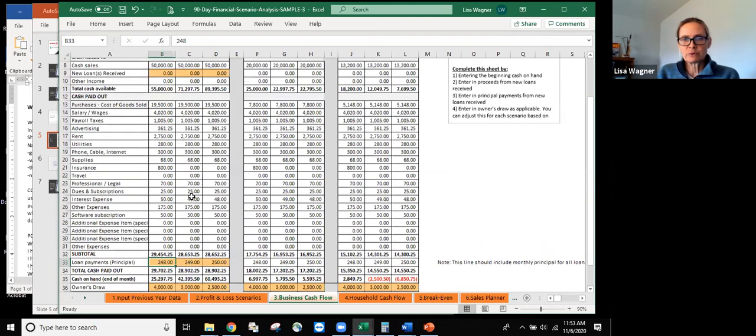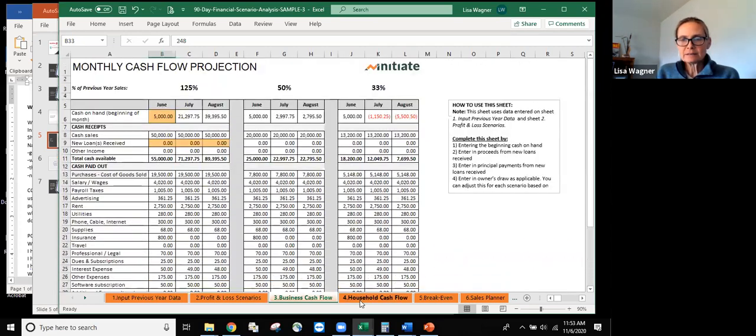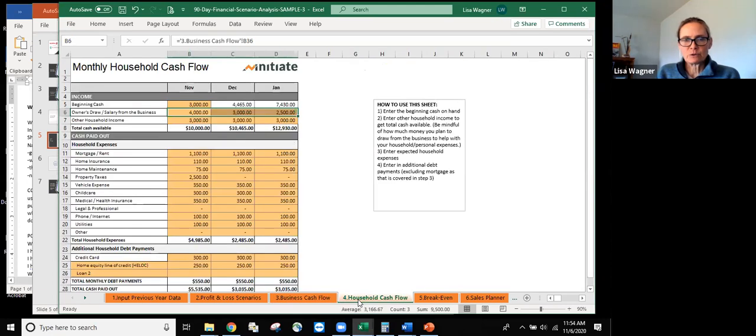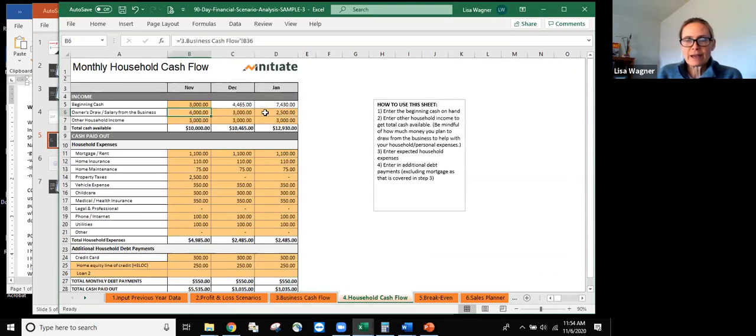So you can see this is pretty simple, there are only a couple of entries on this tab. And then the final tab we're going to cover today is the household tab. This is your monthly household, and you want it to match up with whatever months you're projecting. Same thing, you start with how much cash you had in the bank at the beginning of the month, and this number is going to pull through from what we put down here.